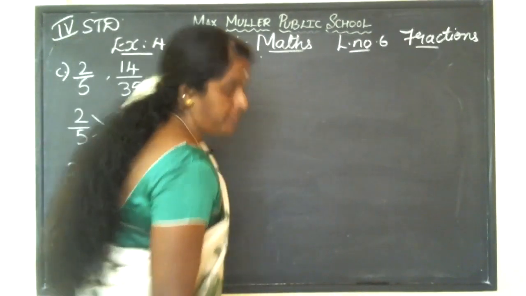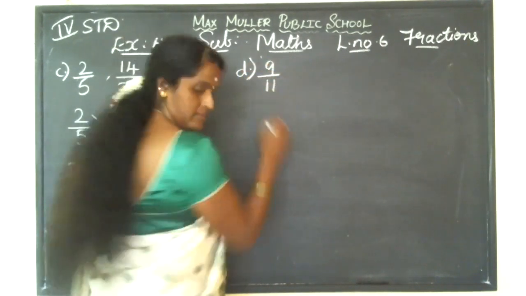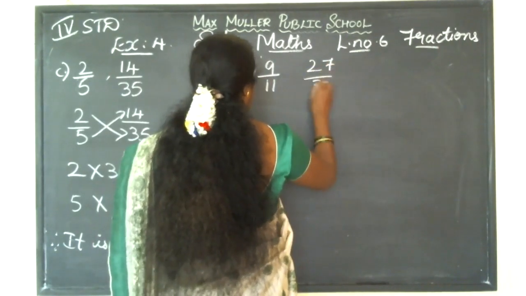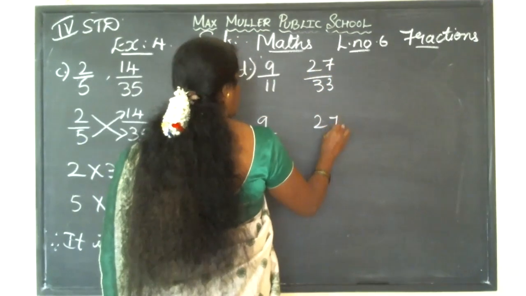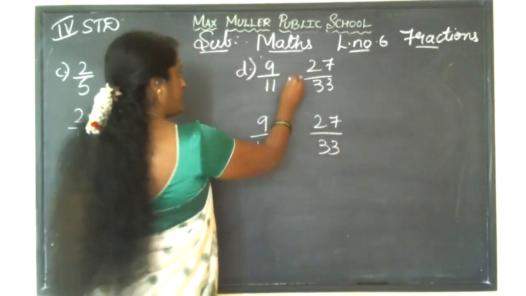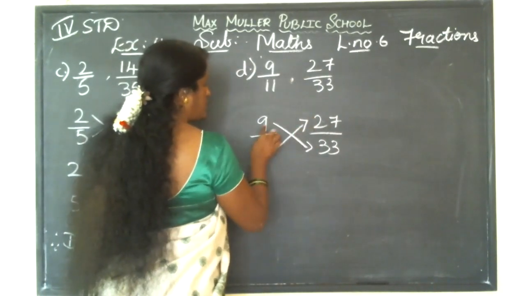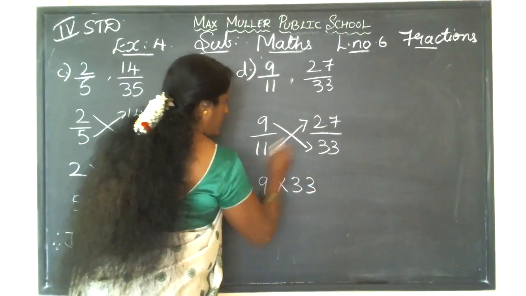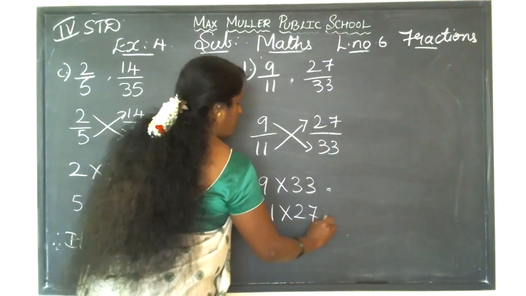Next is D1, 9 by 11, 27 by 33. So 9 by 11, 27 by 33. You should copy the same here. We should do cross multiplication. Cross means 9 into 33, 11 into 27. So we want the answer.